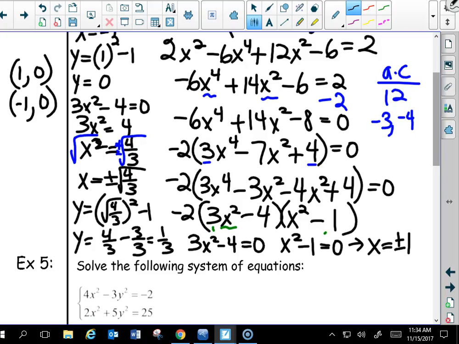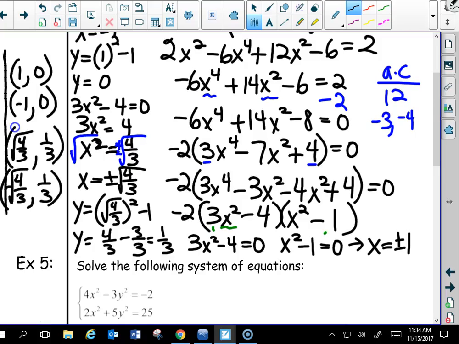If I don't have any errors, and I don't think I do. So let's write the square root of 4/3 and 1/3, and also the negative square root of 4/3 and 1/3. So there are my 4 solutions.